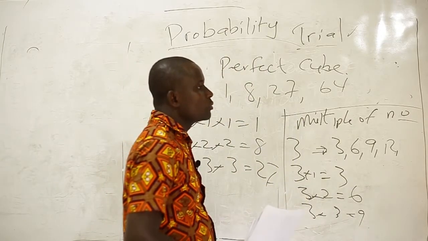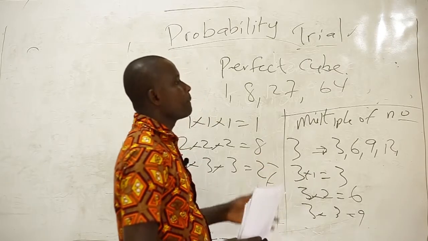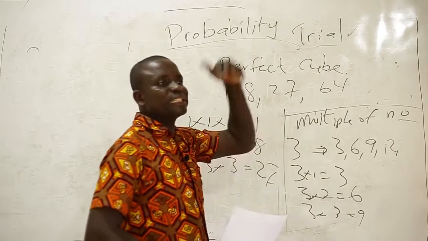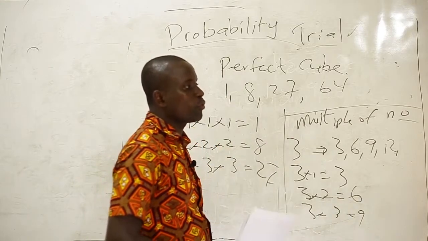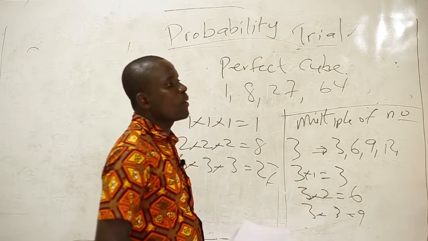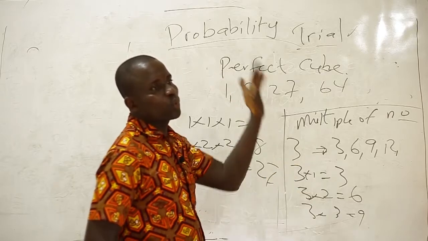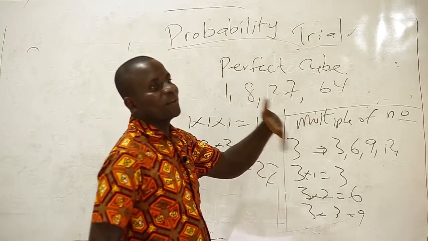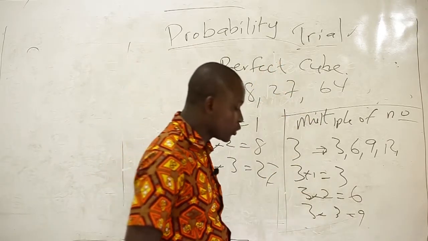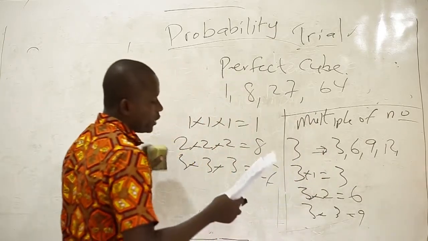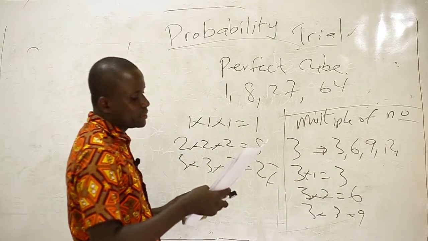So let me ask you, how do you generate multiples of 20? It is 20, 40, 60, 80, 100, and so on and so forth. Multiples of 7 will be what? 7, 14, 21, 28, 35, and so on and so forth. So I guess I've made my point, okay? So that is multiples of numbers.